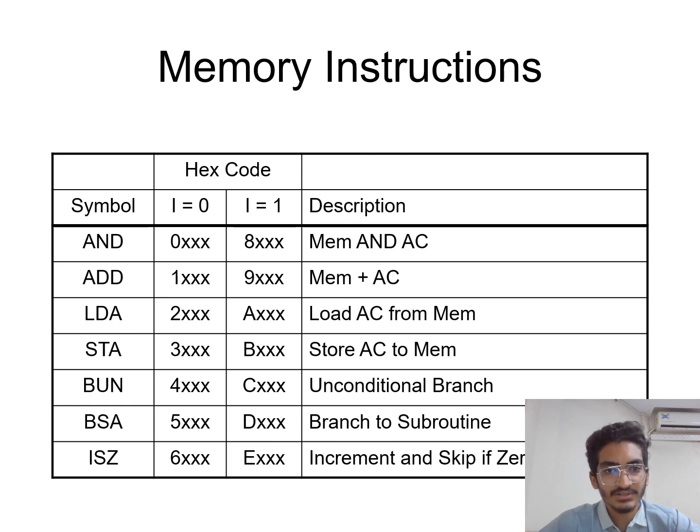Here is the memory instruction table, in which a symbol, hexadecimal code and description are given. For example, the symbol is AND. If I equals 0, then its hex code is 0xxx. If I equals 1, the hex code is 8xxx, and the description is memory AND AC. Similarly, ADD, LDA, STA, BUN, BSA, ISZ.